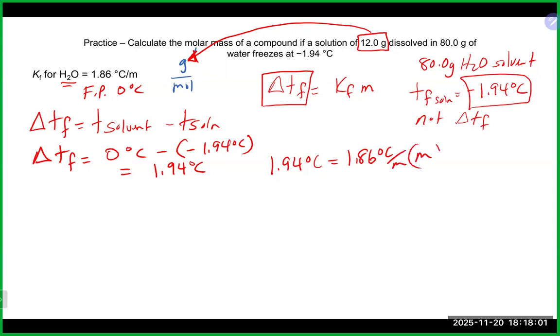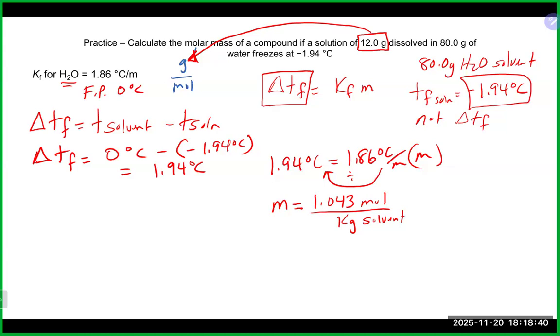times our molality here. So we can solve for the molality by dividing to the other side. That's going to give us 1.94 divided by 1.86. That's going to give us a molality of 1.04. Remember, molality is moles of solute over kilograms of solvent, and that is what molality is.